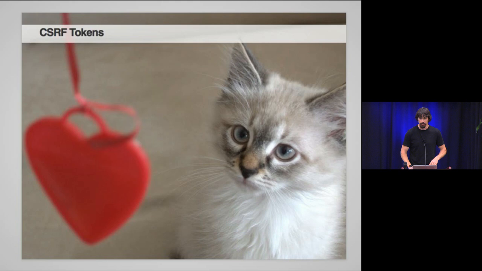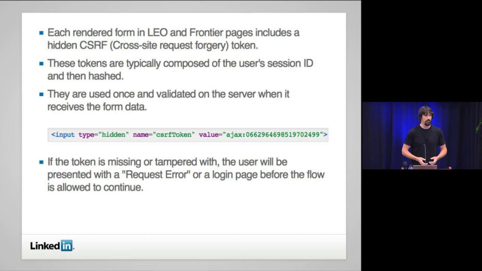So as a layer of security, LinkedIn, and this is actually really common practice, we use these CSRF tokens, and these are used to prevent cross-site request forgeries. And so we get it for free with any form that we output in Leo and Frontier. I'm not sure of the other applications. I know we have some Grails stuff here and some Ruby as well, I think. I'm not sure if they've been modified to automatically output the CSRF token in their forms, but most likely they are. So these tokens typically are composed of a user's session ID and then they're hashed so that they're very, very difficult to guess and forge.